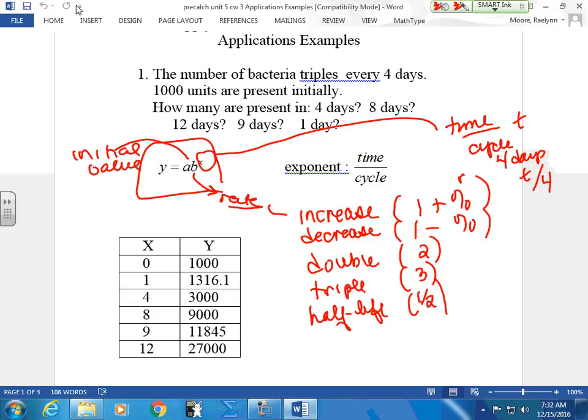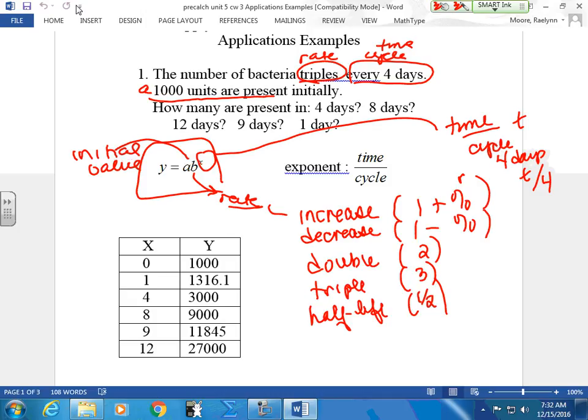So these are things we're looking at. No matter what exponential function we do, they have this kind of format. So this one says the number of bacteria triples every 4 days. So this is our rate. This is our cycle. 1,000 units are present initially. This is our A. How many are present in 4 days? How many are present in 8 days, 12 days, 9 days, 1 day? Now, everything is working in days, and all of these are given in days. If I said a week, you'd have to convert that to 7 days, right? If it said a week.